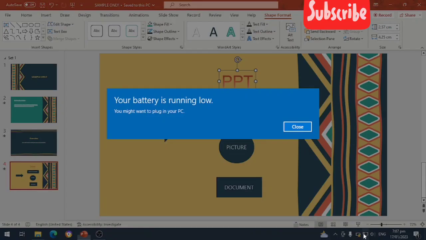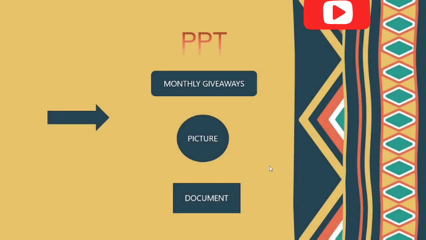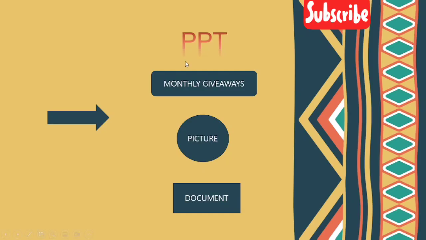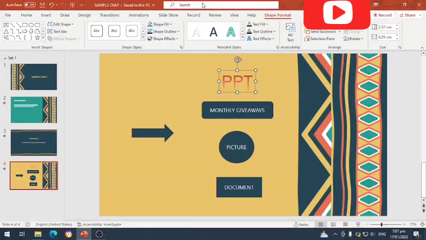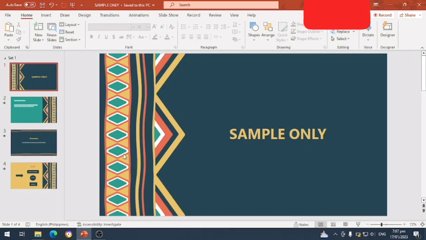It's already inserted. Then click the slideshow and then click the PPT. And then there you go. We can now see the presentation in the PowerPoint. So that's how easy it is to insert files using your PowerPoint.